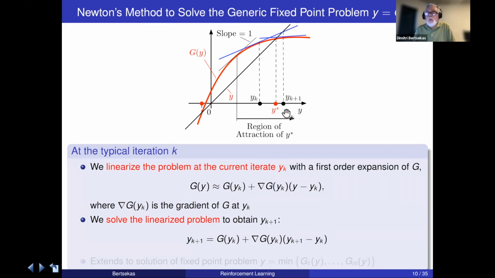So this is the graphical interpretation of Newton's method. At the current iterate, linearize and obtain the solution of the linearized problem. And at this point, we linearize again, find the solution of the linearized problem, and proceed. And this is a very, very fast iteration. It has quadratic convergence rate.